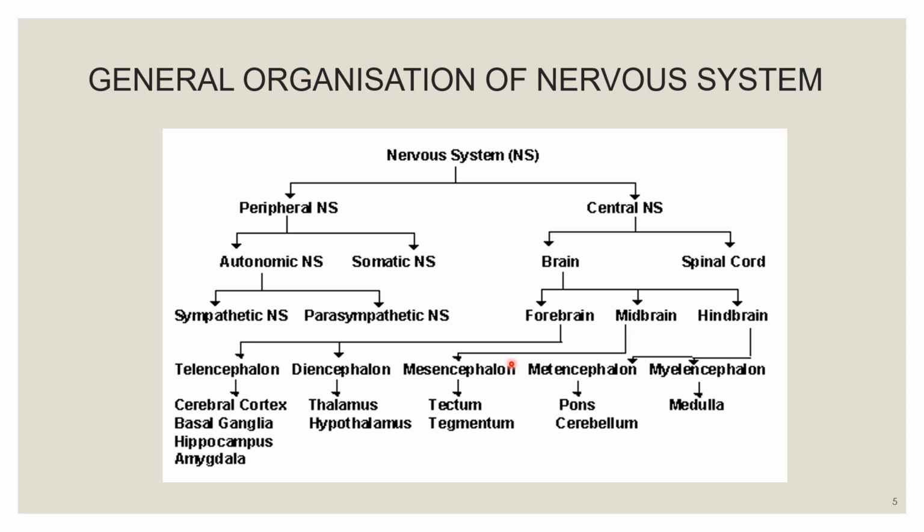From the midbrain we have mesencephalon, and from that tectum and tegmentum will be developed. From the hindbrain we have metencephalon and myelencephalon. Pons and cerebellum will be formed from metencephalon and medulla is formed from myelencephalon. Whereas in the peripheral nervous system, we have autonomic nervous system and somatic nervous system. And in the autonomic, we have two more divisions: sympathetic nervous system and parasympathetic nervous system. So this is the general organization of the nervous system.